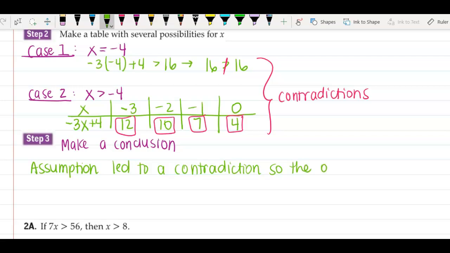So the original statement must be true. And that's all we have to say. You don't have to write a big paragraph or summarize everything, because in showing that we assumed this and proved examples of our assumption and it didn't work, then our assumption can't be true, so the original has to be true.